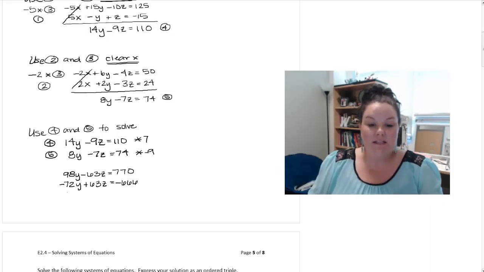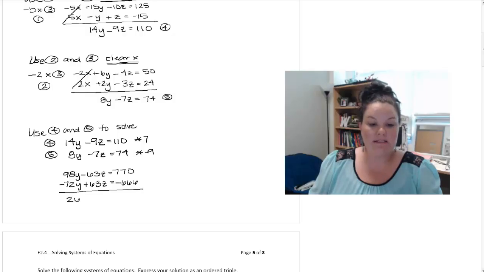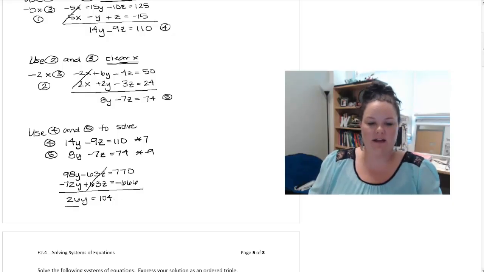Here we go. All right, so we're going to draw our line, and we're going to go ahead and combine straight down. So 98 minus 72 leaves me with 26y. My z terms are opposite, so they're going to cancel. And I'm left with 104 on the right-hand side. So now this is something obviously super easy to solve for y. I just divide off that 26. So I'm going to divide by 26.